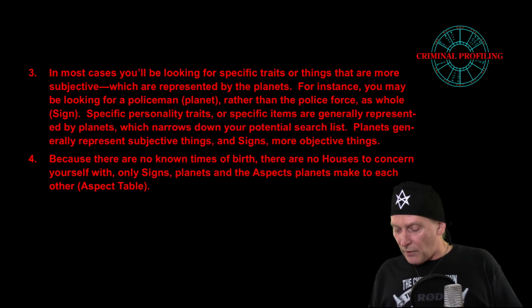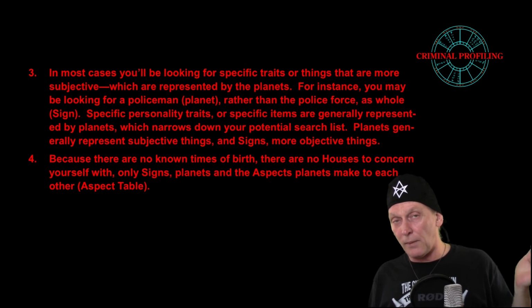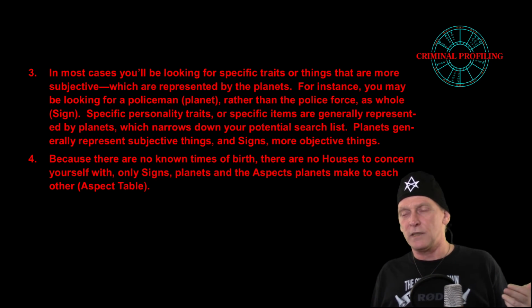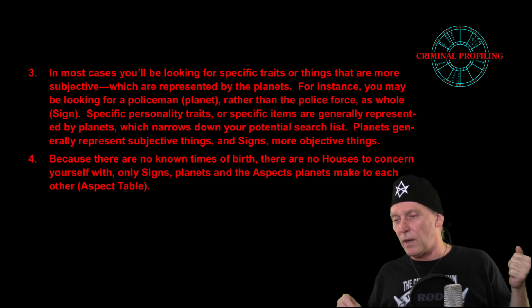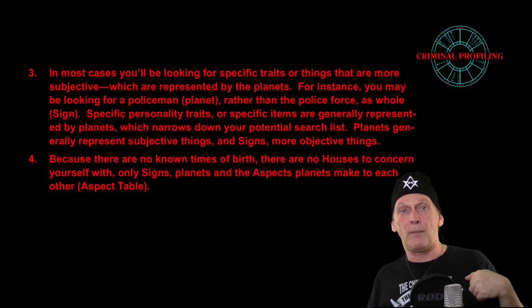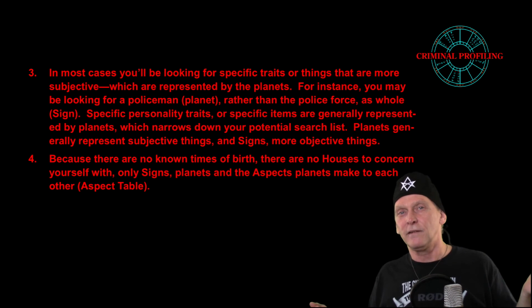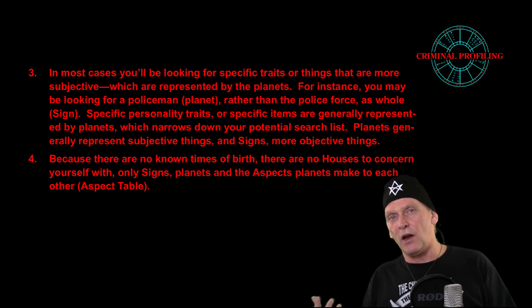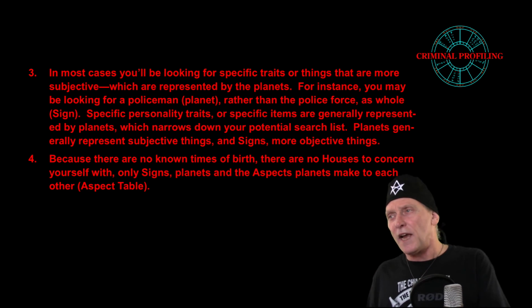Okay. Now, in most cases, you're going to be looking for specific traits or things that are more subjective, which are represented by the planets, like a policeman or anger, a specific thing, or sadness. Sadness is never represented by a sign. So you might have the police force, which might be represented by Aries or Libra, right? And then you have your policeman, who might be Saturn or Mars. So it's kind of that thing. It's subjective and more objective. Although there can be very fine lines. So you'll just have to, I generally look at both.